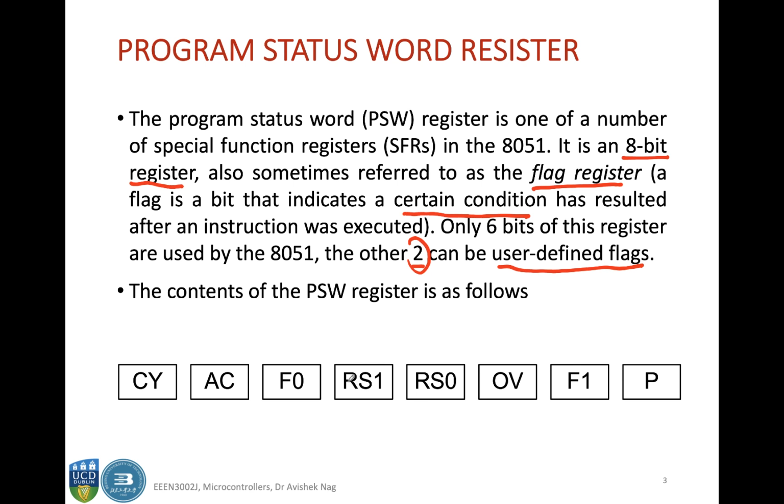Okay, so for example, let's say you want to monitor after addition of 2 numbers whether there is a carry or not. In that case a carry flag will be activated, and then using that information you can do something else. Okay, so 6 of those bits in the PSW are used for these types of operations, and 2 are user defined.